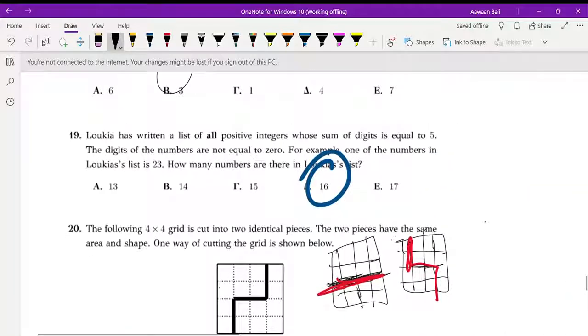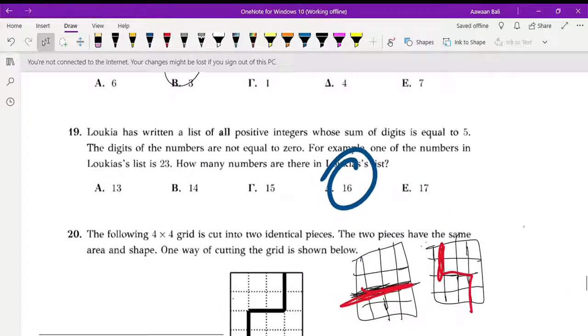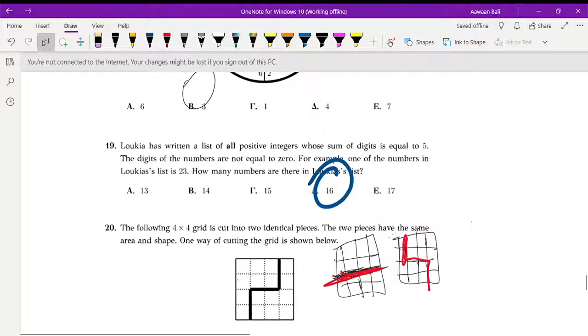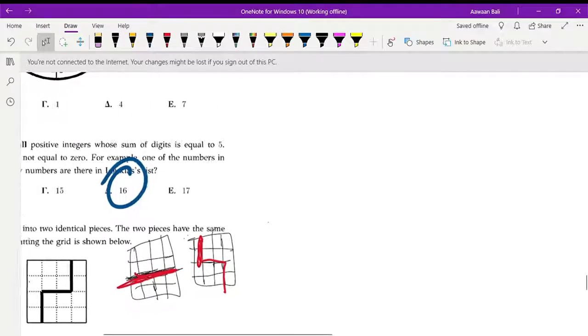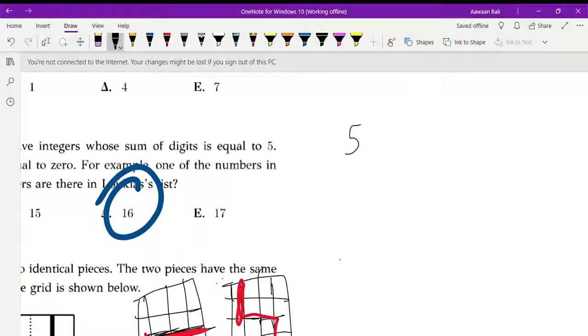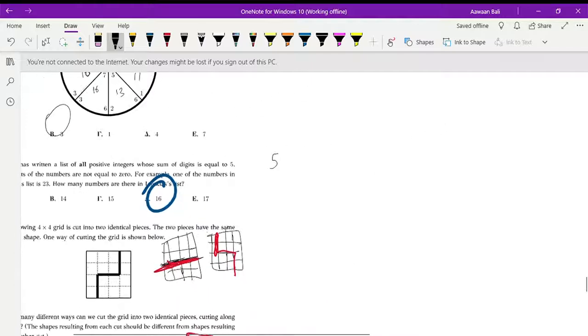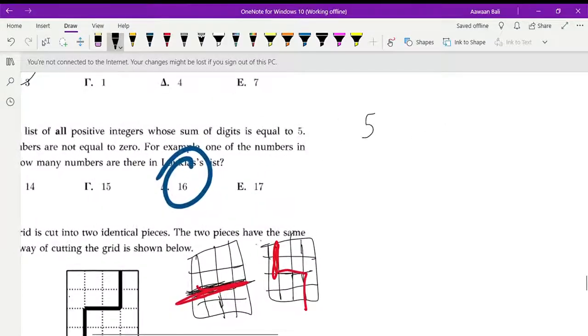Now, Lucia has written a list of all positive integers whose sum of digits is equal to 5. The digits of the numbers are not equal to 0. For example, one of the numbers in Lucia's list is 23. How many numbers are there in Lucia's list? So we can say 5, because 5 is just a one-digit number, and doesn't have any zeros. And then basically we'll have to find two-digit numbers that sum to 5. We already know the 23, but first there's 14, 23, and then you can swap them around, 32, 41.